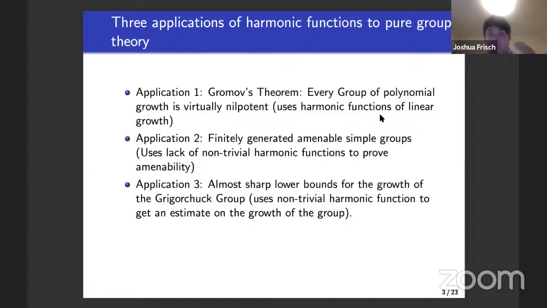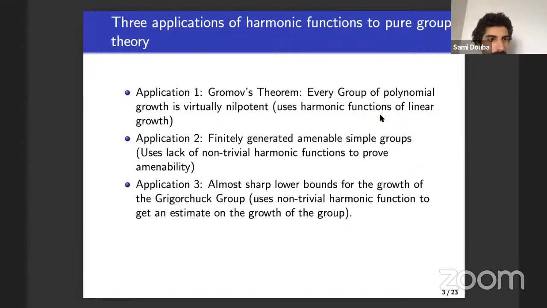And you can use the Poisson boundary, and you can use this harmonic function stuff in order to actually get essentially sharp estimates, sharp up to a little o term, understanding the second order term of growth of the group. So you can understand the main term of growth. And the upper bound has been known for a while, but the way to lower bound these things uses harmonic functions on groups.